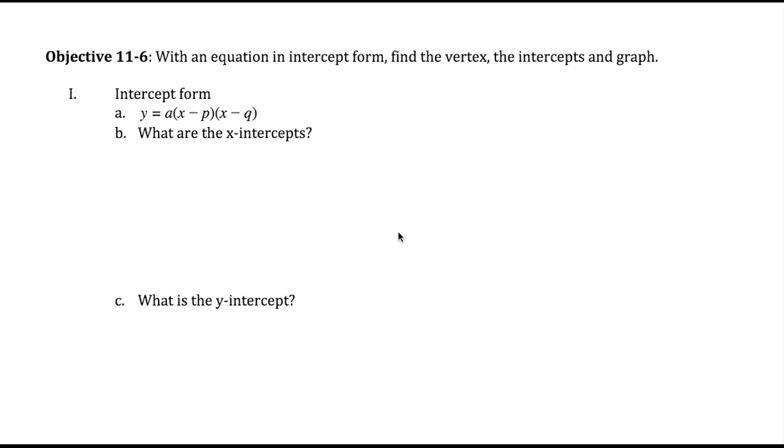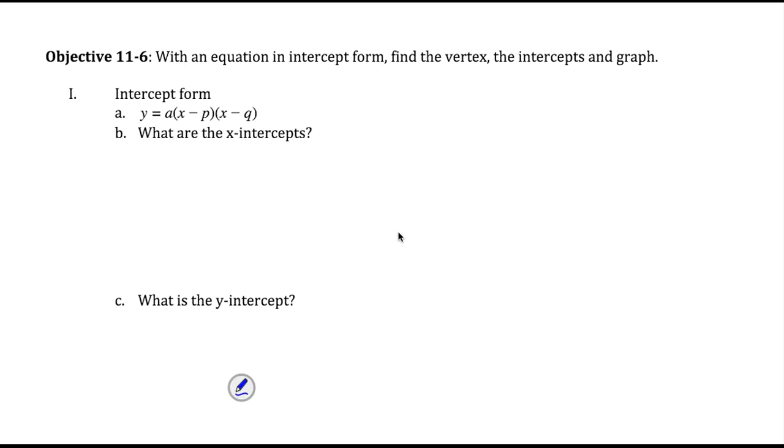Again, the a part is exactly the same, and the reason is that a is the same across all three formats: standard form, vertex form, and intercept form, and it has the same meaning. So it's called intercept form, and I'm kind of giving you a hint here, but we want to figure out what the x-intercepts are with an equation in this form. Think about how you find x-intercepts.